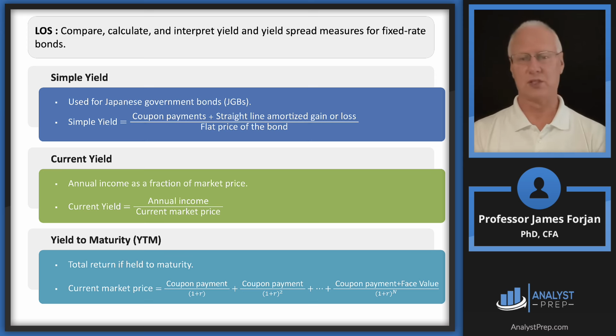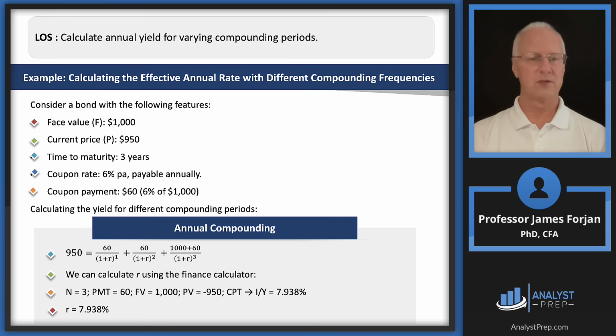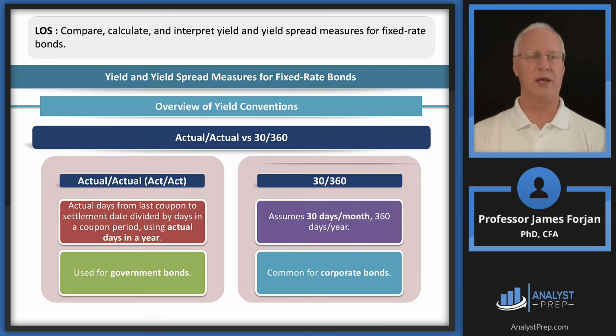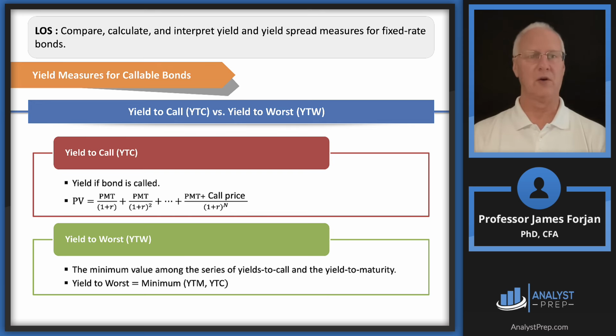Current yield, this is super common. You might have to do this. This is just annual income. Remember, annual income in the numerator divided by the current market price. So that gives you the current yield. Yield to maturity, this is what we computed just a few moments ago with that annual pay corporate bond. What was that number that we had back here? 7.938%. So there's a repeat of the equation down at the bottom. We'll do this another time or two before this slide deck is over.